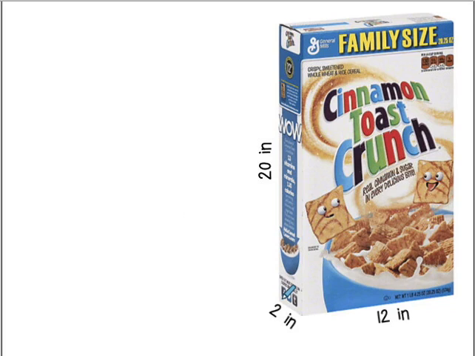Now let's take a cereal box, because everybody knows the best cereal is Cinnamon Toast Crunch. And so if we take the measurements of this family size cereal box, we've got 20 inches for our height, we've got 2 inches for our width, and we've got 12 inches for our length.